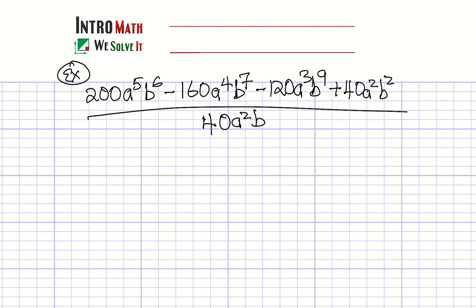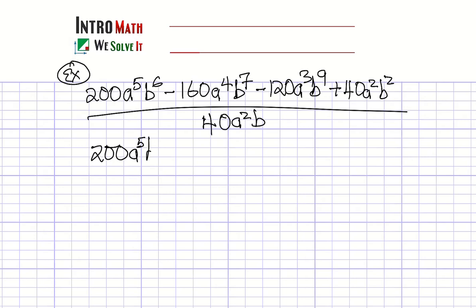Notice that it has two constants acting like variables. But we'll proceed the same way we've been doing it. It looks complicated, but there's nothing to worry about, because we'll knock it out quick. Okay, so 200 a raised to the power 5, I'm sorry, b raised to the power 6.